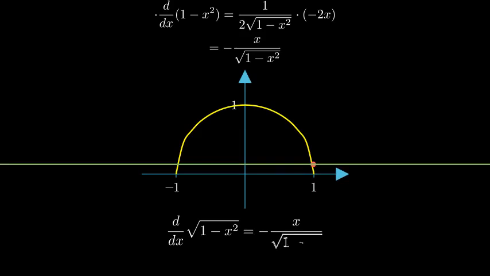And that's how we find and understand the derivative of the square root of 1 minus x squared.